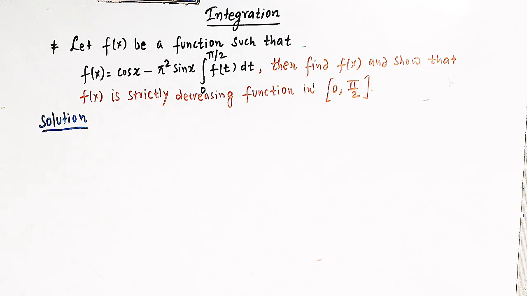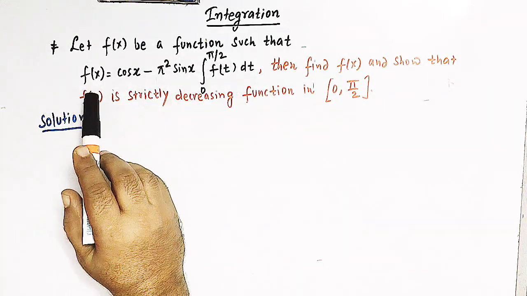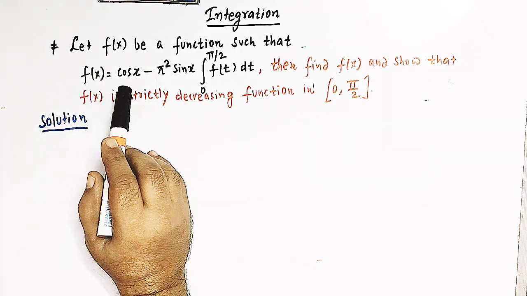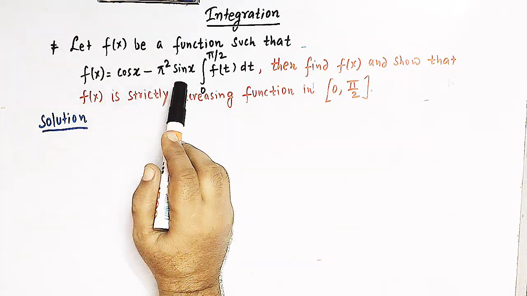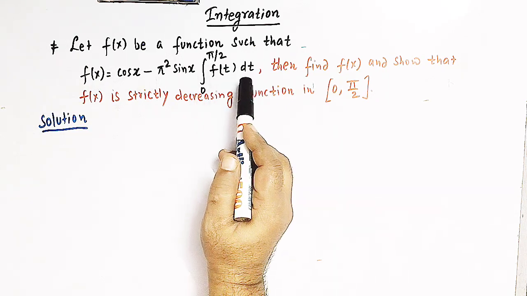Hello viewers, in today's session we are going to discuss another important and conceptual problem from integration. In this session we are going to discuss this problem where we are given a function f of x which is defined by this equation: f of x is equal to cosine x minus pi square sine x integral 0 to pi by 2 f of t dt.